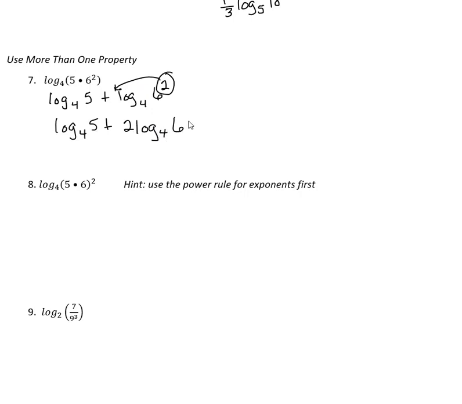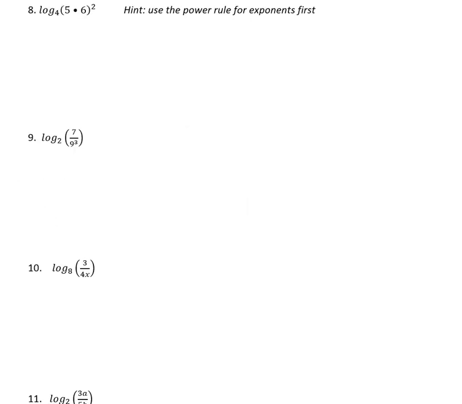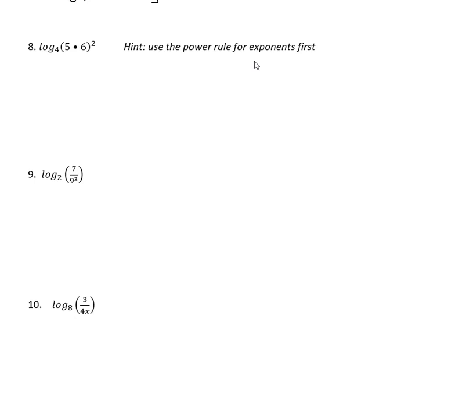Now it says to use the power rule for exponents first. Now, I could do this problem a couple of different ways, but if I use that power rule first, I think it's going to be a little bit easier. First thing I'm going to do is write this 5 and 6 as 5 to the first and 6 to the first. Then use my power rule for exponents, which says that the exponents inside the parentheses get multiplied by the exponents outside the parentheses. So I have 5 squared times 6 squared. And notice that that is all there in parentheses.